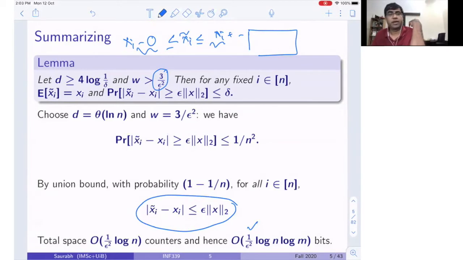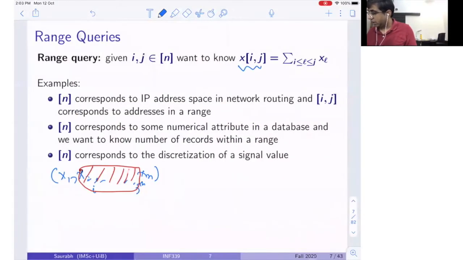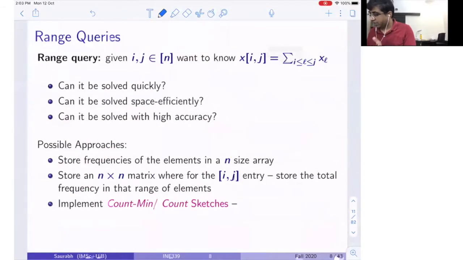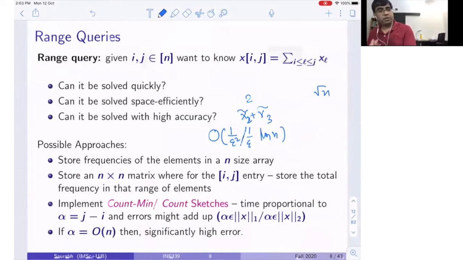You don't want your error to just blow up, because if I did it blindly the way you suggested, there are two issues. First, the time will be proportional to the size of the query, like j minus i, and errors also might add up. So it could be as bad as alpha times epsilon mod x1 or alpha times epsilon mod x2, right? So how do we handle this?